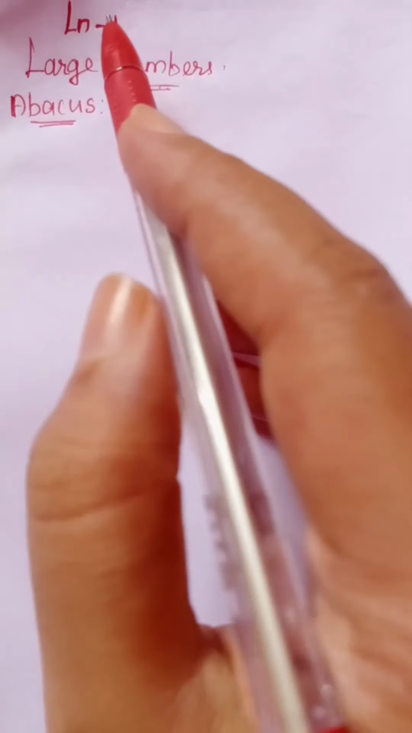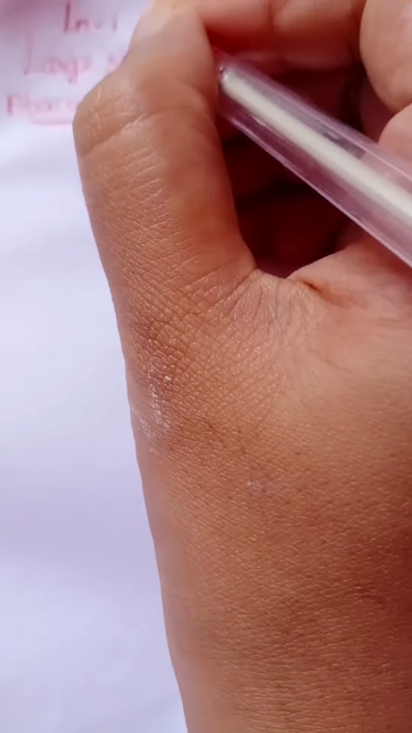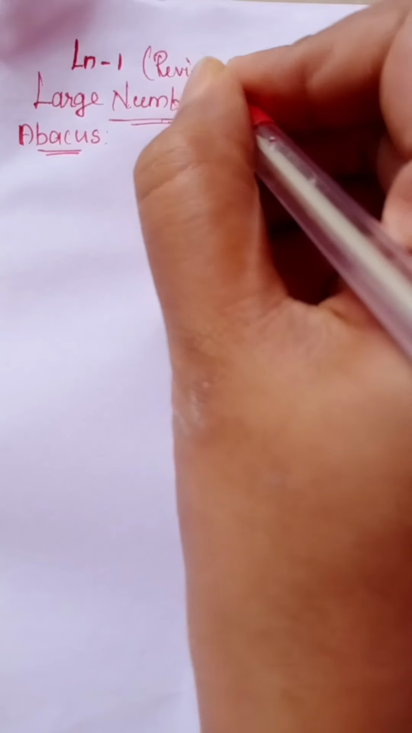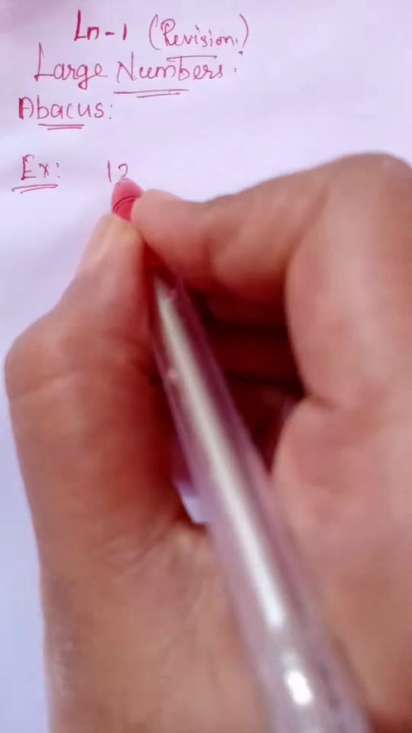Today we are going to revise chapter 1, large numbers. You know that very well. The first topic is abacus. Let me write a question first: 1, 2, 4, 5, 6.